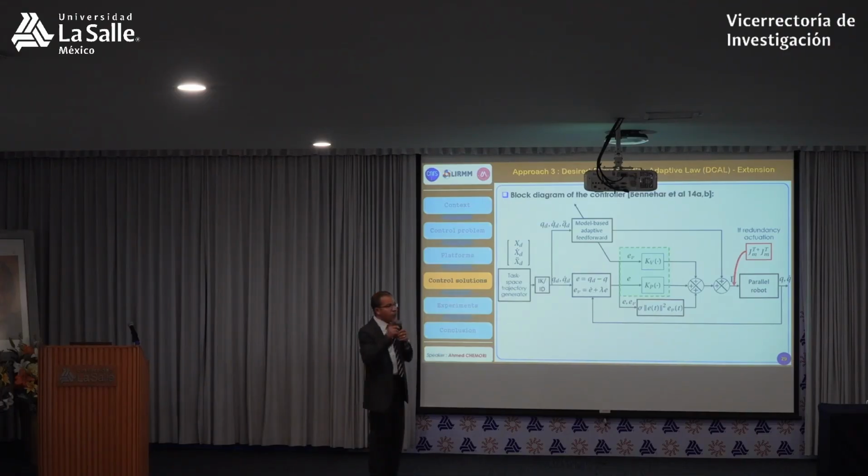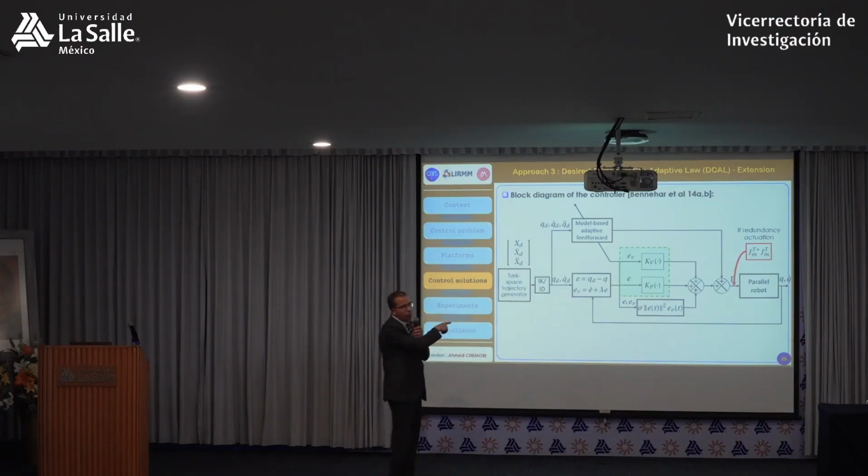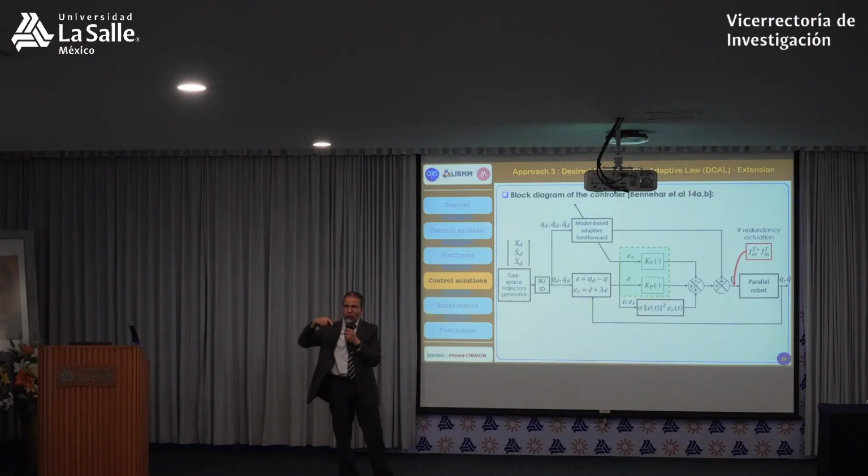feedback. Just something which is very important: if you implement this controller on a redundantly actuated robot, it means you have more actuators than degrees of freedom, that I explained before, you have to add this term here. And for this term, if you want to know more, have a look at the paper and at the references in the paper.